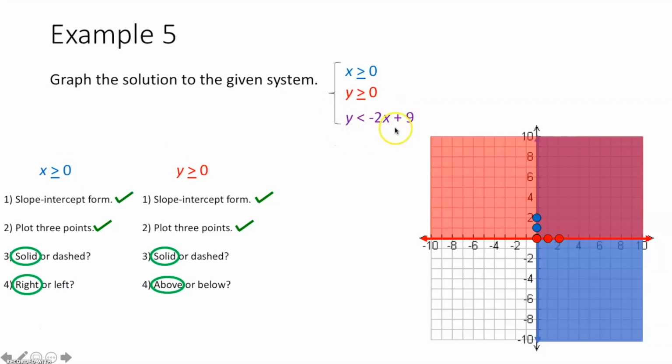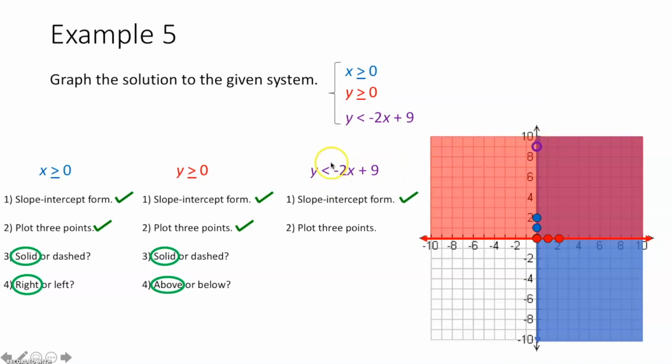But there's one more linear inequality in your system. So we need to graph this on the same coordinate plane. So let's do that. We first decide, is this in slope-intercept form? y equals mx plus b. Yes, it's in slope-intercept form. After that, we're going to plot 3 points, and they're going to be open circles when we plot them because there's no equal sign here. So we first plot our y-intercept, which in this case is 9, so we go up to (0, 9), and we're going to put an open circle.